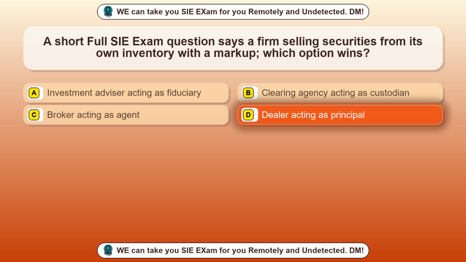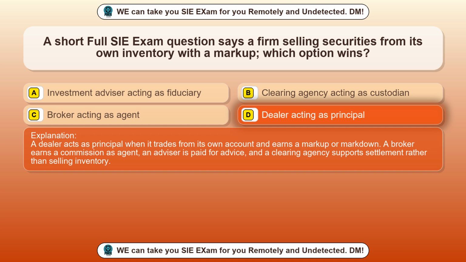The correct answer is option D, dealer acting as principal. A dealer acts as principal when it trades from its own account and earns a markup or markdown. A broker earns a commission as agent, an advisor is paid for advice, and a clearing agency supports settlement rather than selling inventory.